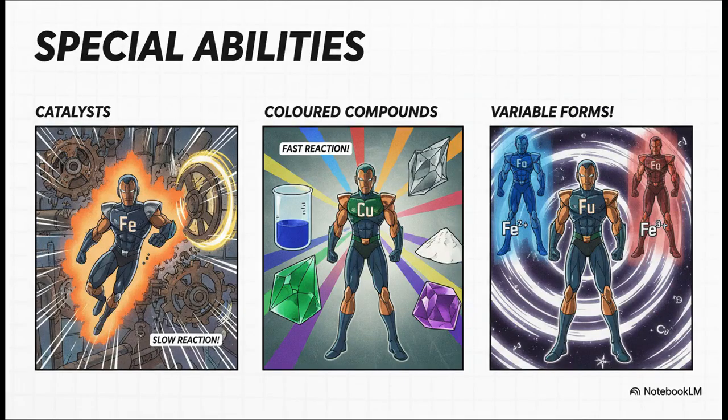I mean, their physical properties are impressive for sure, but the real superpowers are all chemical. These metals act as catalysts, speeding up crucial industrial reactions. They form these brilliantly colored compounds. We're talking the reason paint and stained glass have their amazing colors. And they're versatile, able to exist in different forms, which makes them key players in all sorts of chemical reactions.